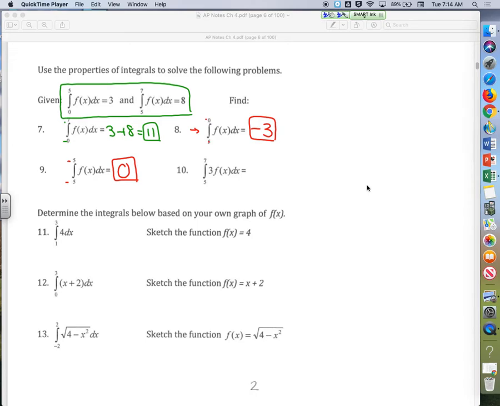And then finally, this last one has a scalar multiplied by, so it's going to be 3 times, and then the area from 5 to 7 was 8, so we get 24.